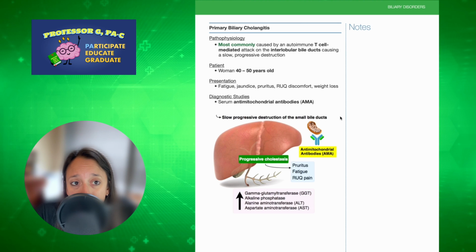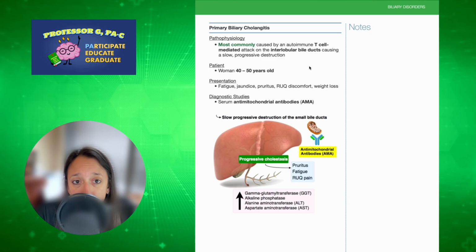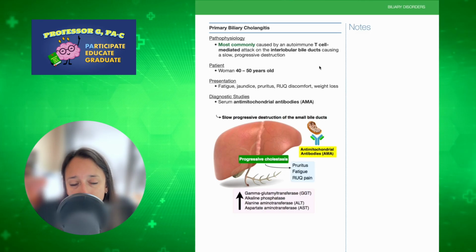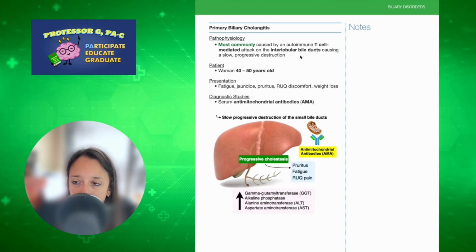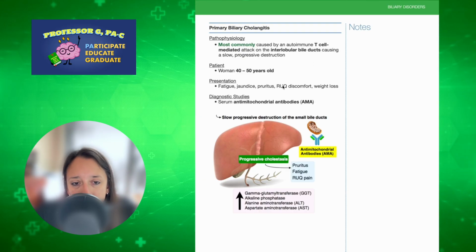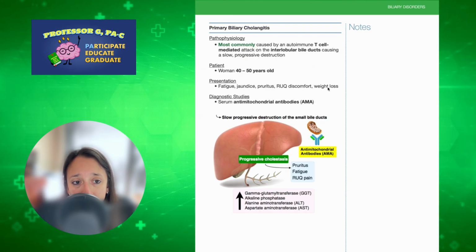All right, now let's look at primary biliary cholangitis. So this is most often caused by T-mediated attack, so it's autoimmune, and they have a slow progressive destruction of the liver. And we often see this in women that have autoimmune conditions, other concomitant autoimmune conditions, usually 40 to 50 years old. And they often present with fatigue, jaundice, intense itching throughout their body, right upper quadrant discomfort, and weight loss.